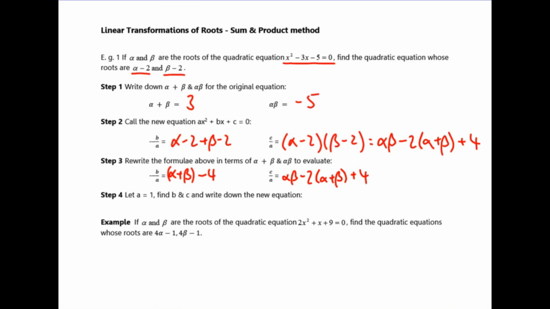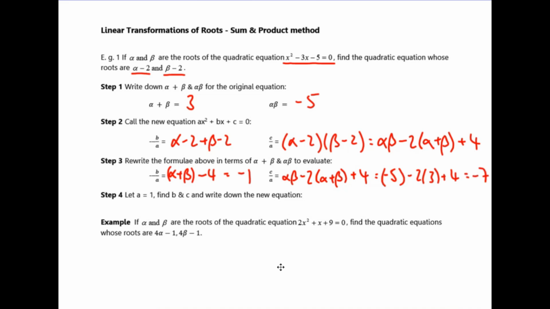Now we know the value of alpha plus beta and the value of alpha beta. Earlier on we said alpha plus beta was 3. So here 3 minus 4 gives you minus 1. And we said alpha beta is minus 5. We've got alpha plus beta is 3, so that's minus 2 times 3 plus 4. So that gives me minus 5 minus 6 plus 4, which is minus 7.